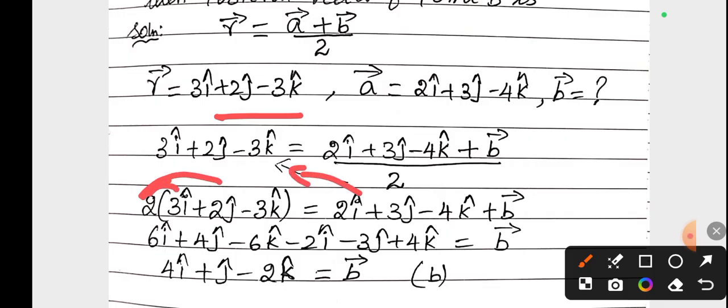Multiplication. Do the distributive property, children. 2 into 3i is 6i. 2 into 2j is 4j. Then 2 into minus 3k is minus 6k. Then the plus b, let it be as it is.